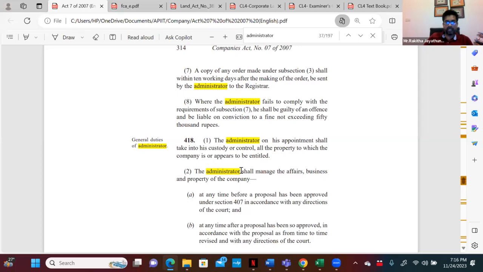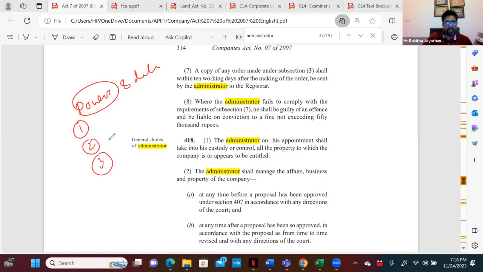Shall take into his custody or control all the property to which the company appears to be entitled. He shall manage the affairs, business, and property of the company. So actually, when you're answering the question, since they're asking about both powers and duties, there are 3 powers mentioned in the previous section. You can write them. Those are the powers. And then duties you can identify from section 418. And you can write down these duties here. So there are several, but you have to write only 5.